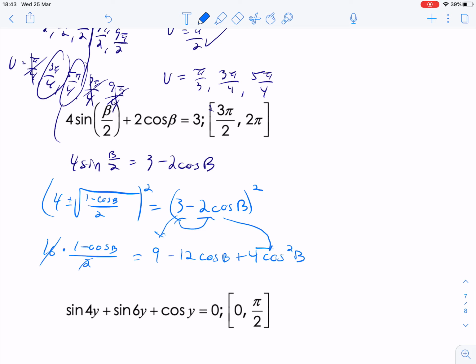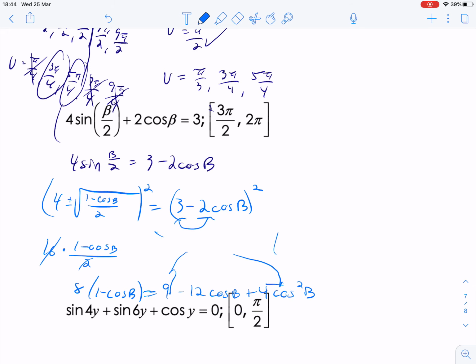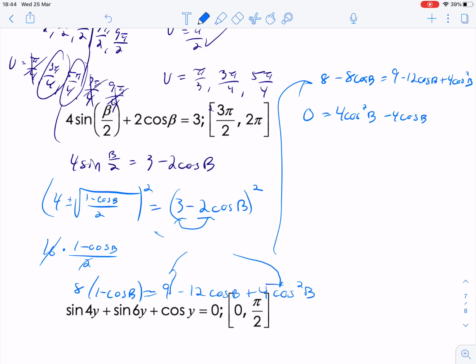And this becomes 8 times 1 minus cosine of b equaling this guy. Anyway, let's come back up here. We get 8 minus 8 cosine of b equaling 9 minus 12 cosine of b plus 4 cosine squared of b. Let's get it all equal to 0. So we get 4 cosine squared of b minus 4 cosine of b plus 1.